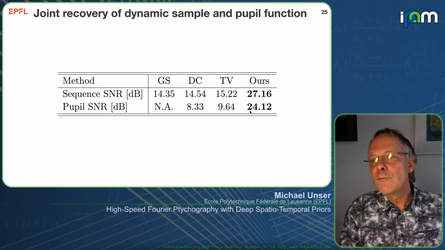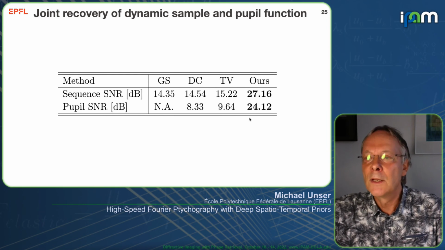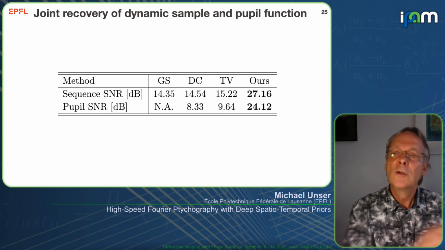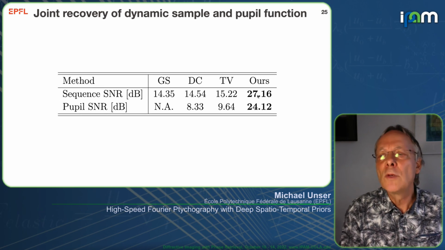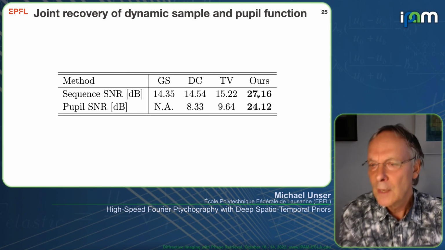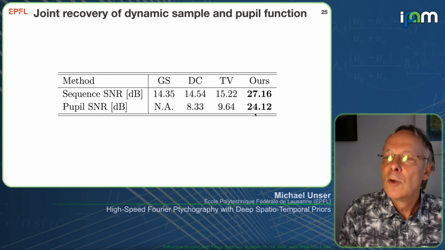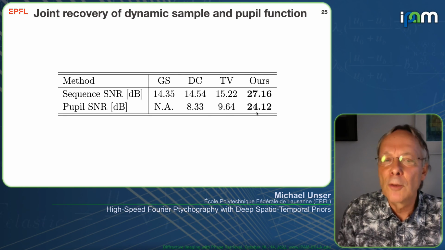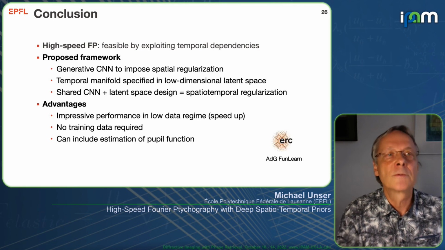And there, if you look at the signal to noise ratio, it's, I would say, comparable to what we had when we knew the pupil. In fact, we're only losing 1 dB as a cost of estimating the pupil, but visually it looks almost as good. And we do a fairly good job at estimating the pupil compared to the other methods.